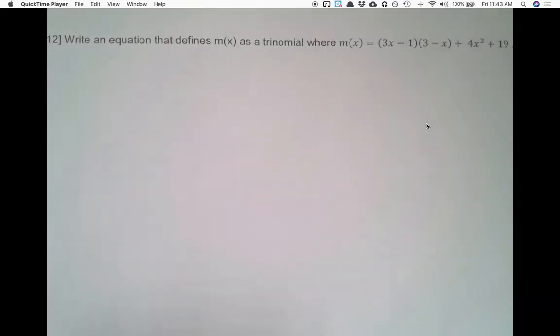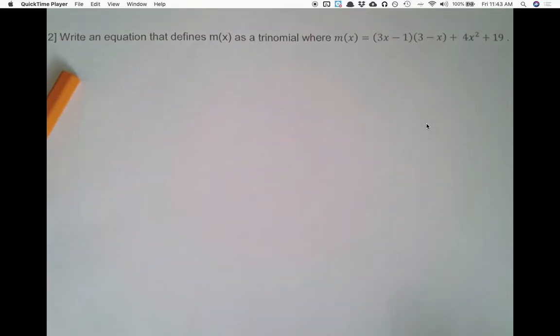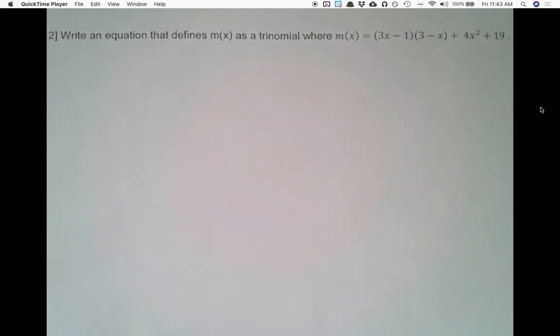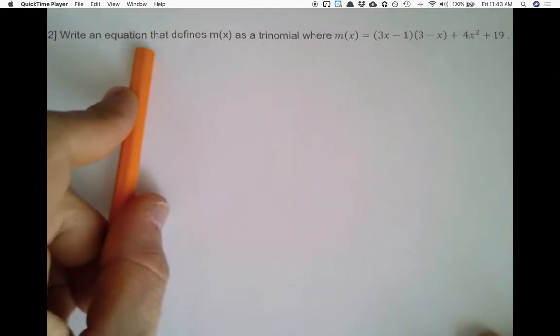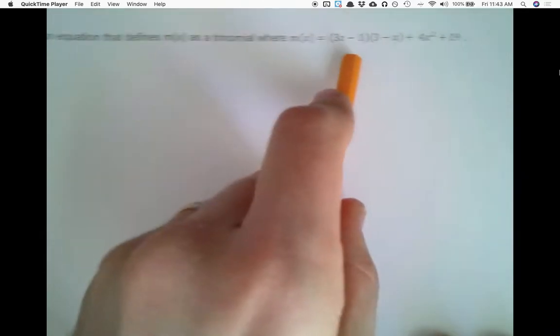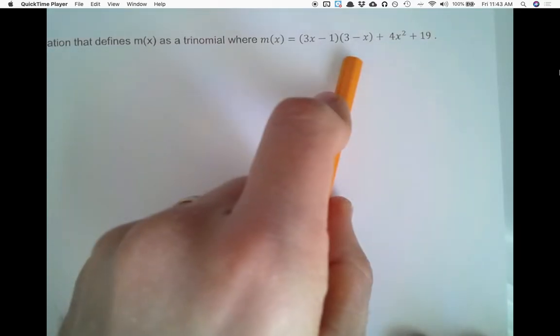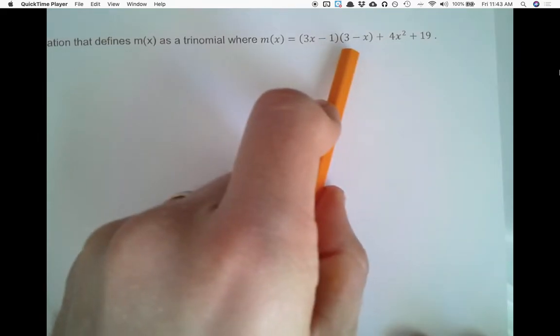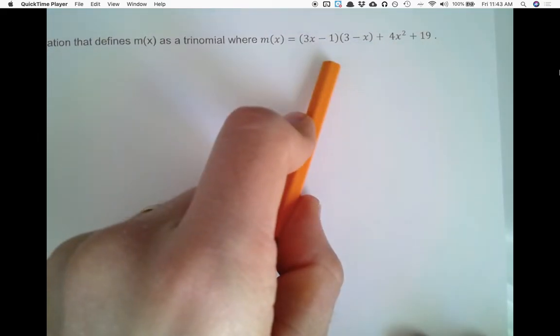All right, we are now looking at question number 12. This is just another simplification question, or just expressing in a different way question, and then we can do a stow and check to make sure we've got it right at the end over here. Write the equation that defines m of x as a trinomial where blah, blah, blah. You see an expression that looks like this. I see I can do a double distribute, and then maybe I'll be able to combine some like terms.